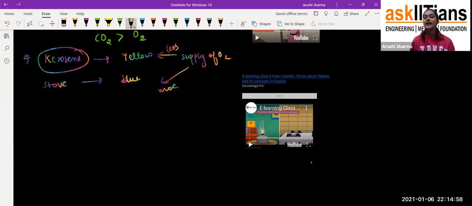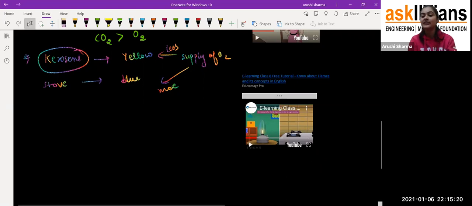That is why the stoves we have in our houses for cooking show a flame of blue color. Now, why have we talked about it? So that you can understand the structure of the flame.